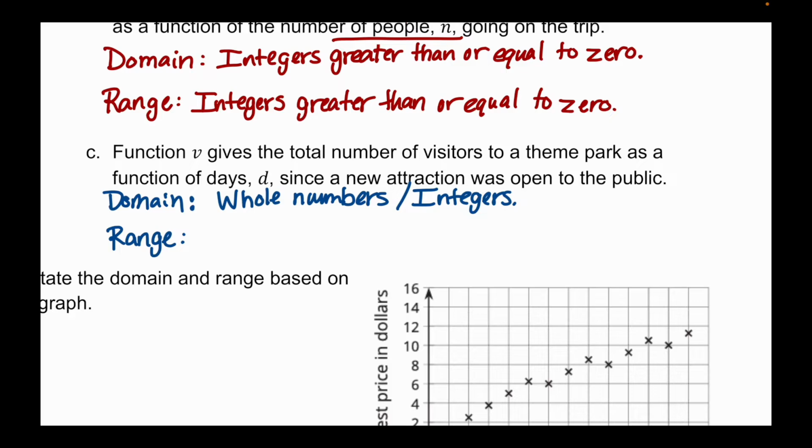But it is possible to have 0, so maybe no people showed up, but we just absolutely cannot have negative. So we can say, for this one, it is integers greater than or equal to 0, or whole numbers 0 and above. So I'm going to use the same description that I gave for the one above, which is just integers greater than or equal to 0.